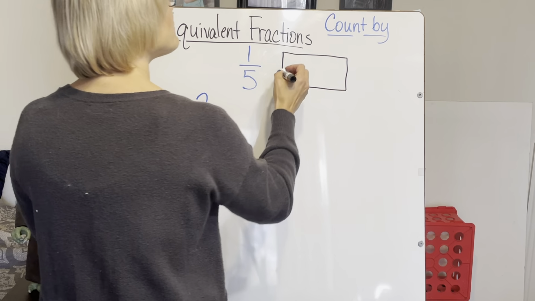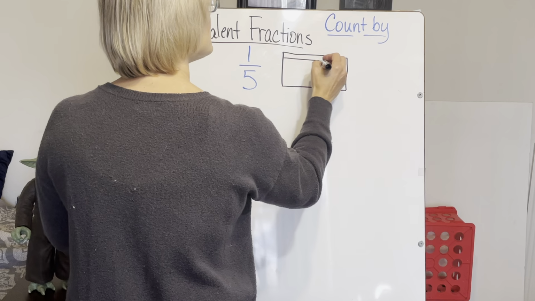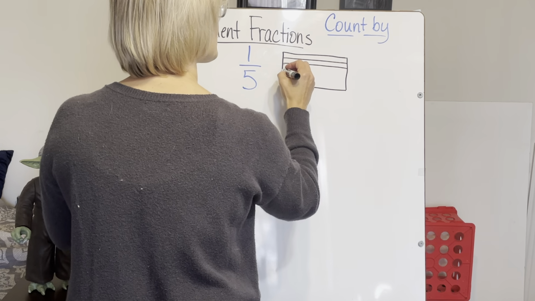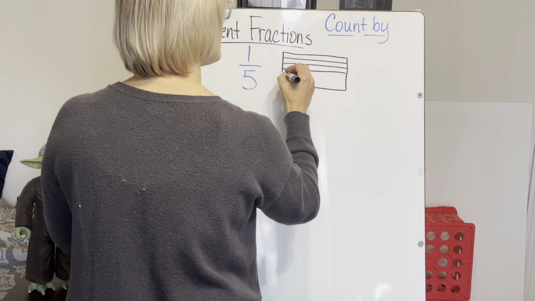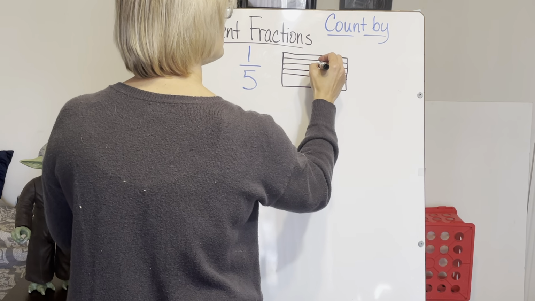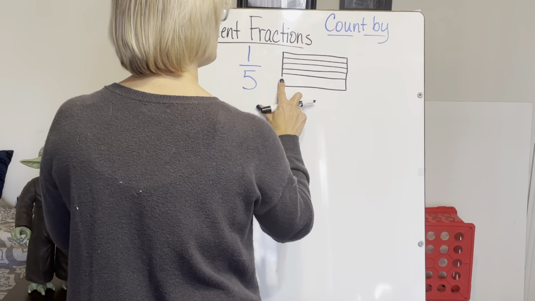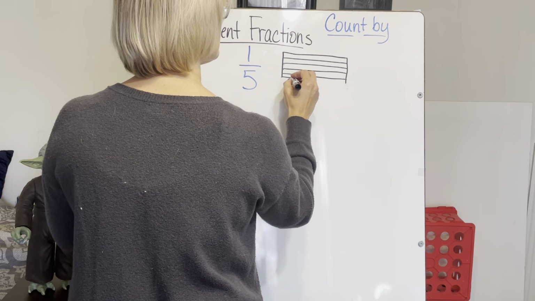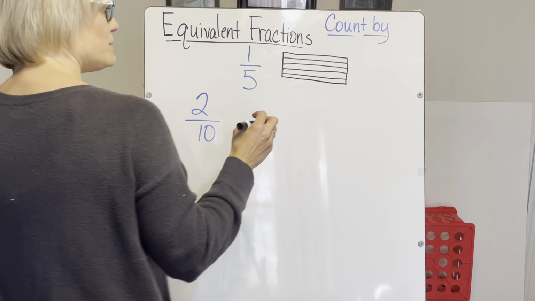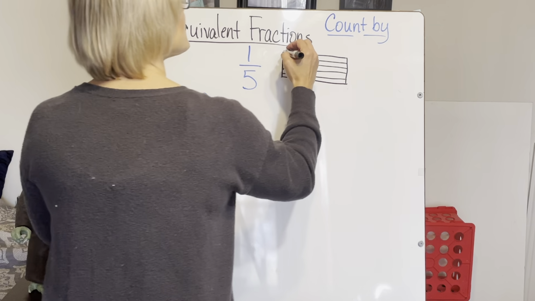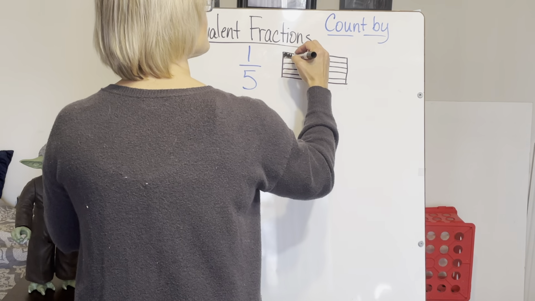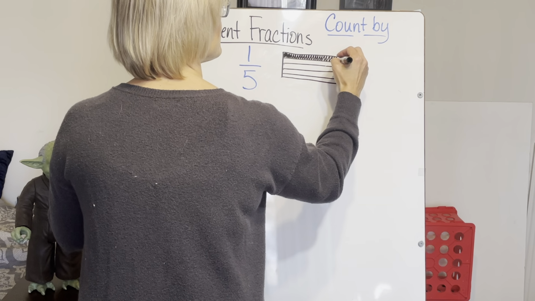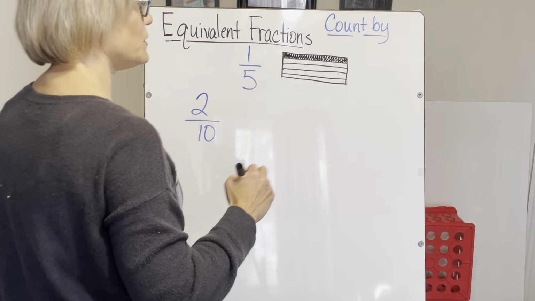So I've got 1, 2, 3, 4, 5. Well, that's awfully big, so I'm going to cut this like that. So 1/5 would be right here. I've got 1/5 of this candy bar.